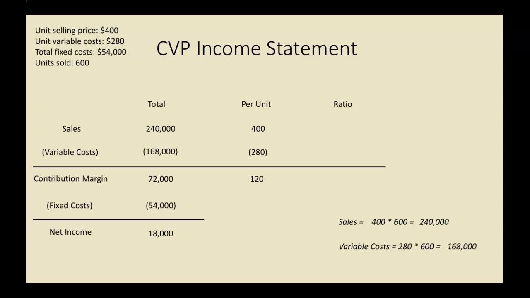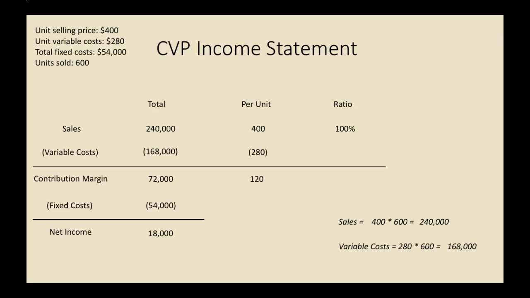Then we have our ratio column, because we also sometimes use our contribution margin ratio when figuring out a break-even point. Our ratio is always in comparison to sales. So there's a few different ways that we can do this. We can take our total amounts or we can take our per unit amounts. Let's just take our per unit amounts here. So the ratio for sales would just be the 400 divided by itself. So sales will always just be 100% of itself.